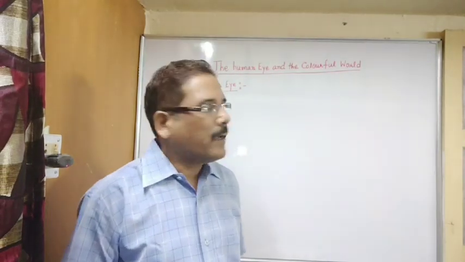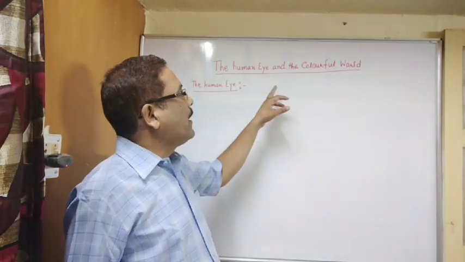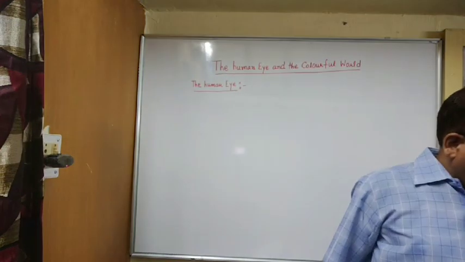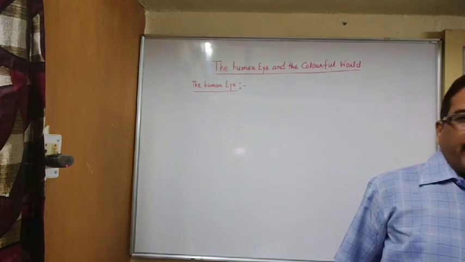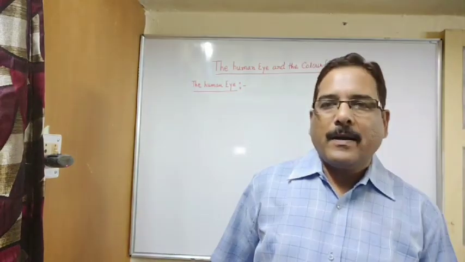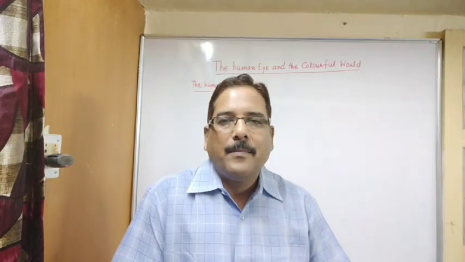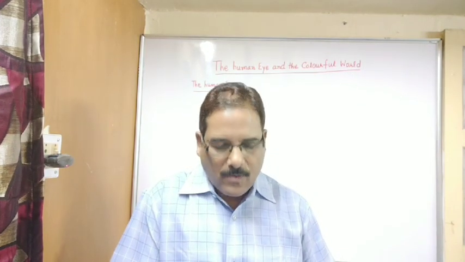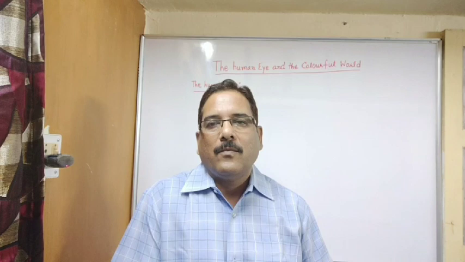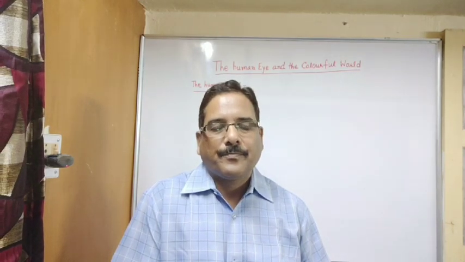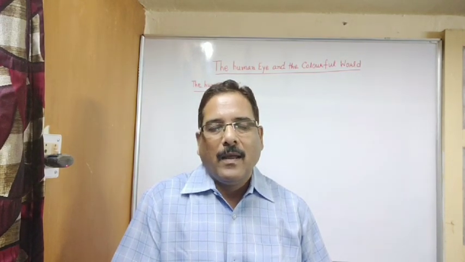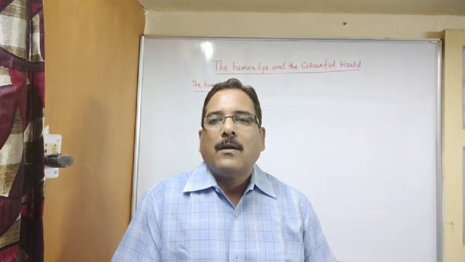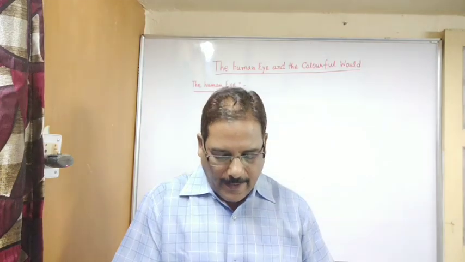Today we will start a new chapter, the human eye and the colorful world. As you know, the human eye is a very important organ. It helps us to see the objects around us. How does it work, what are the important parts of the human eye, and how do they work? This topic we will discuss today in detail.